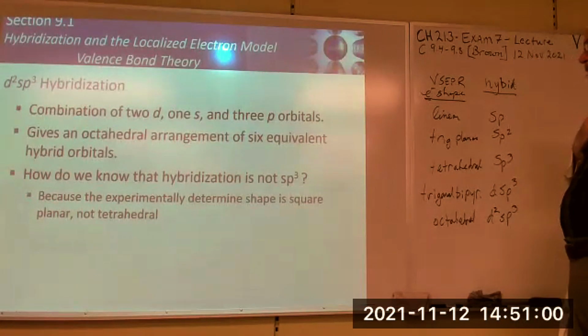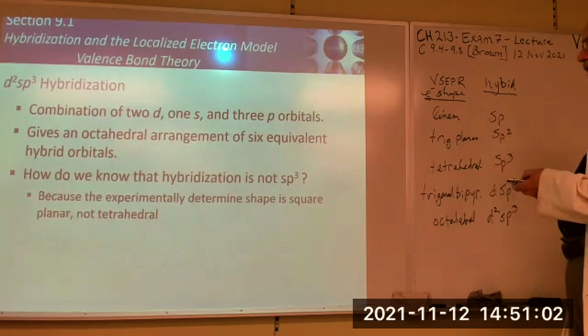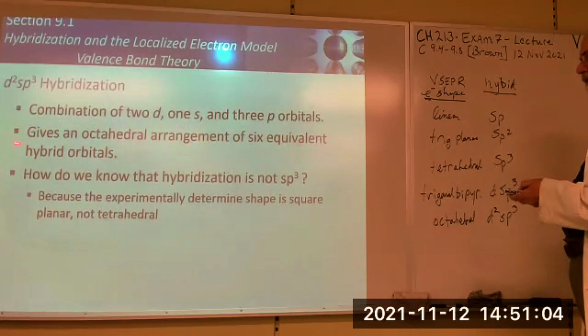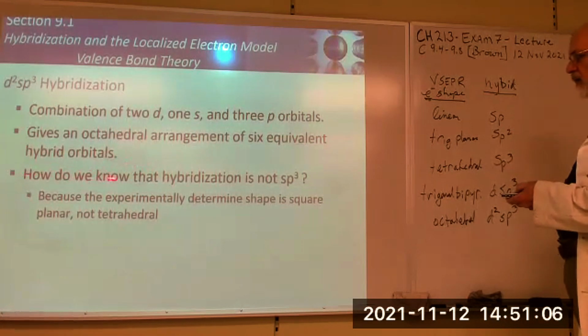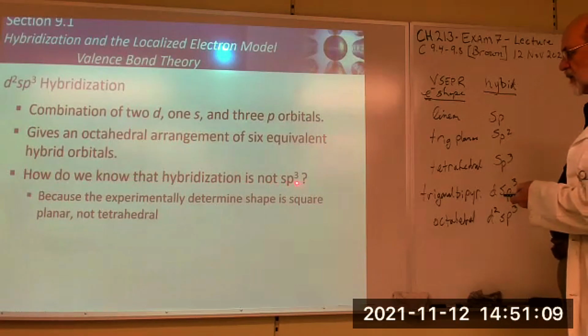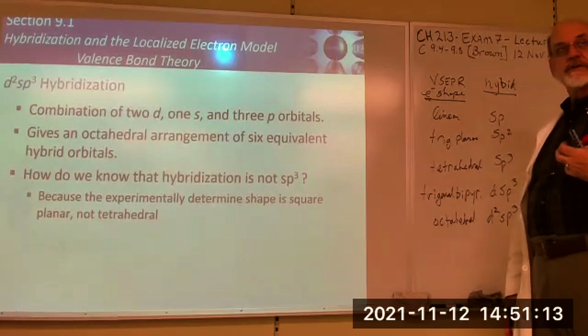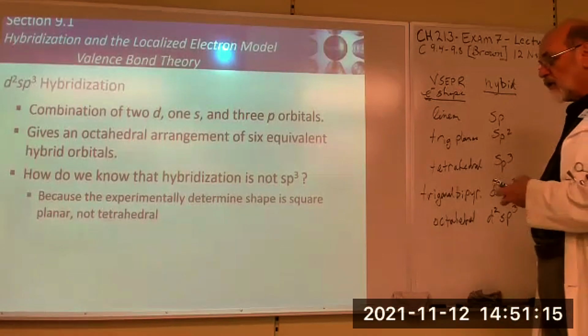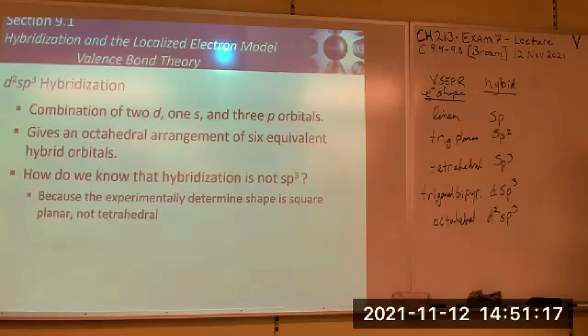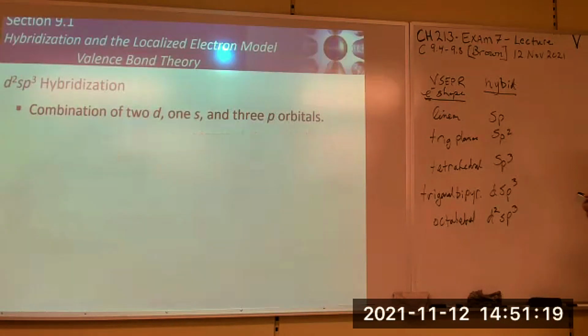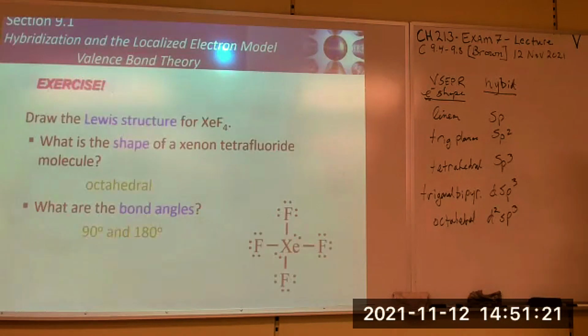A combination of 2 d's, let's say, gives an octahedral arrangement of 6 equivalent hybrid orbitals. How do we know the hybridization is not sp3? sp3 hybridization would give us a tetrahedral shape. And we know from experimental data that the shape of this molecule is square planar, right? Each one of these is in a square. It's not in a tetrahedron.